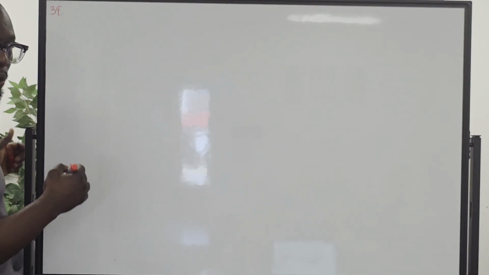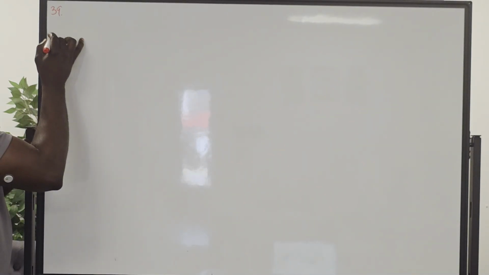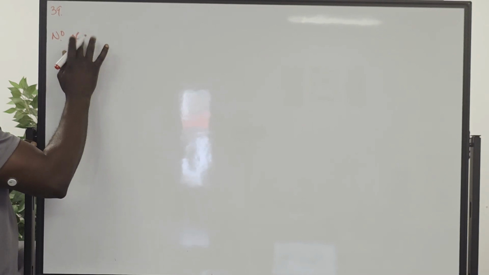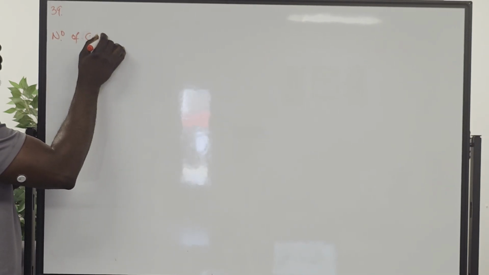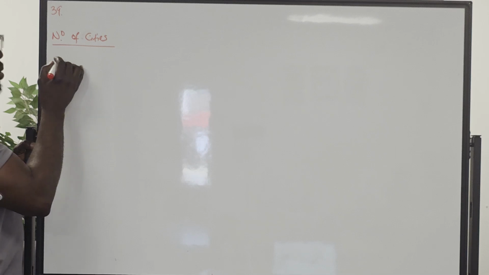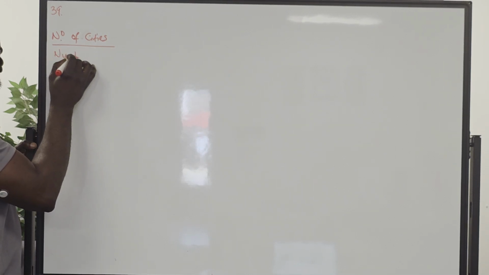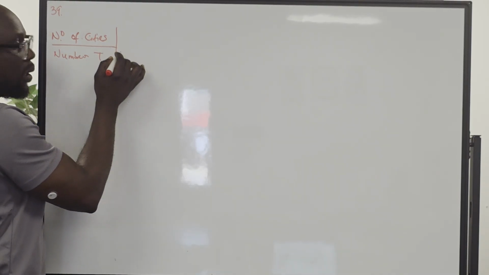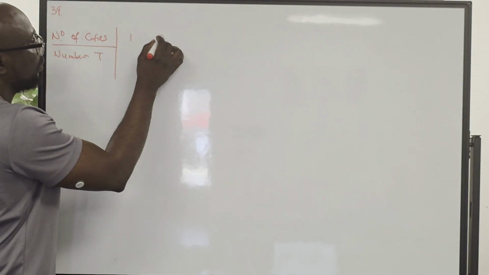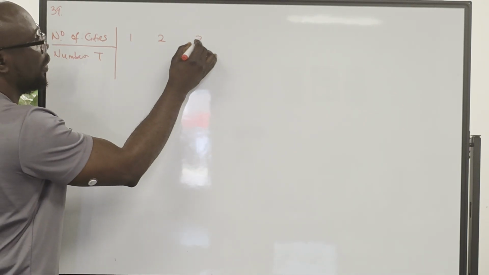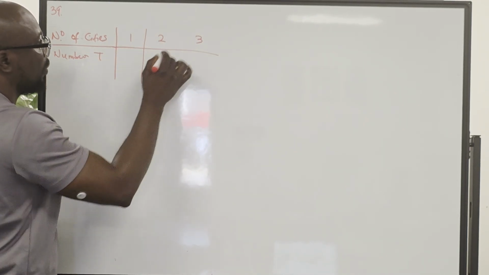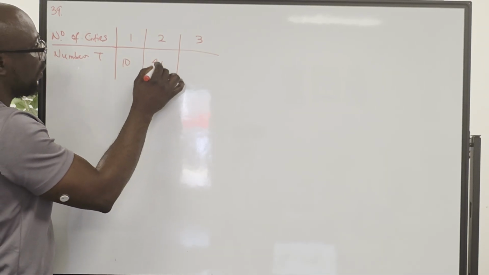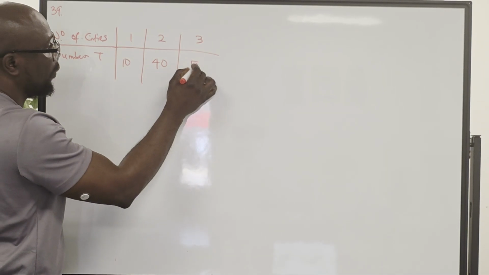Number of cities toured. So you have number of cities here. They give us a table, and then they give us number of tourists. We just put T right here, number of tourists. And they gave us 1, 2, and 3. And they give us here 10, 40, and 50.